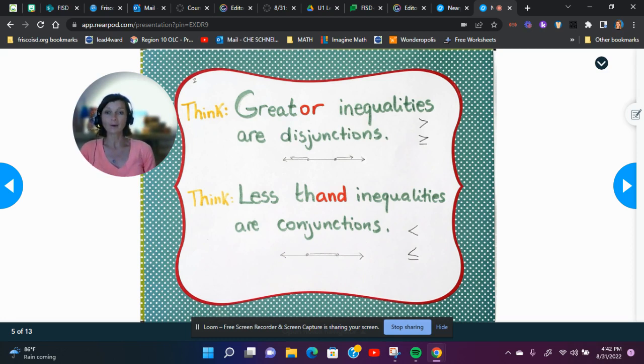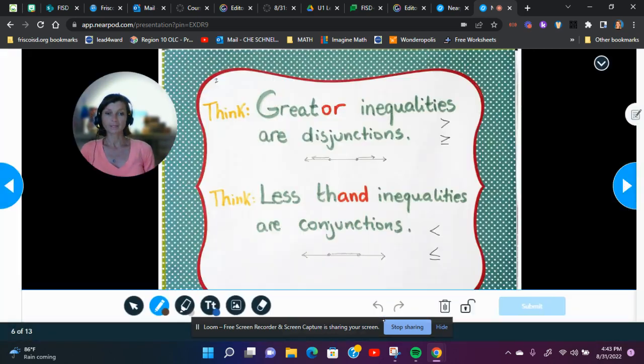By the way, now it's not one unique value. It is a shaded area because you're working with inequalities. So what if you have less than inequalities? Okay, the less than inequalities are conjunctions, which means now you have an intersection where you shade in between.